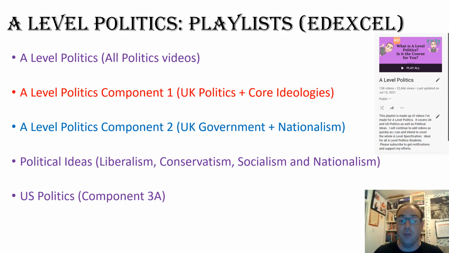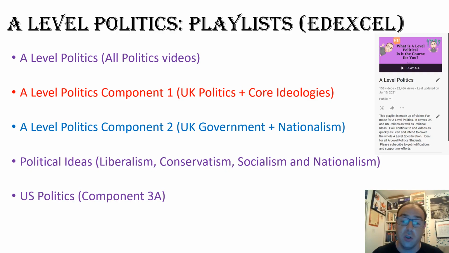So there's everything for component 1, which is UK politics. So it's things like electoral systems and voting behaviour and democracy and the political parties and pressure groups and all that kind of stuff, paired with the core ideologies of liberalism, conservatism and socialism, and that is what you'd be examined on in component 1. And that component 1 playlist has the exam technique for all the different types of questions you're asked, plus it's got all the content that you need for all the bits in that.